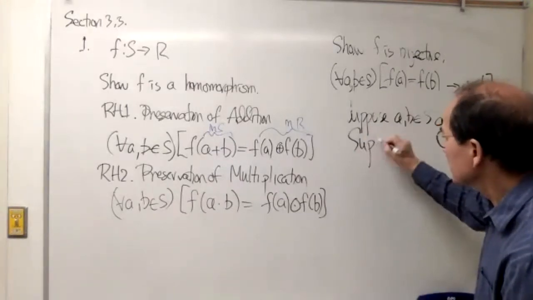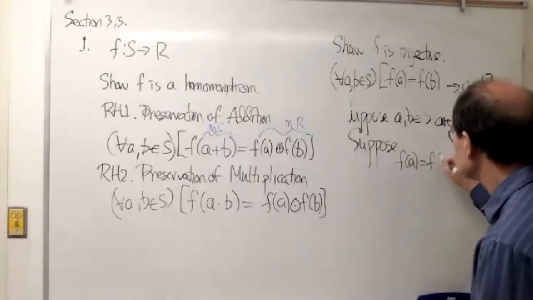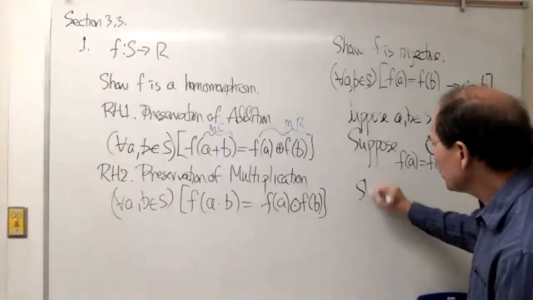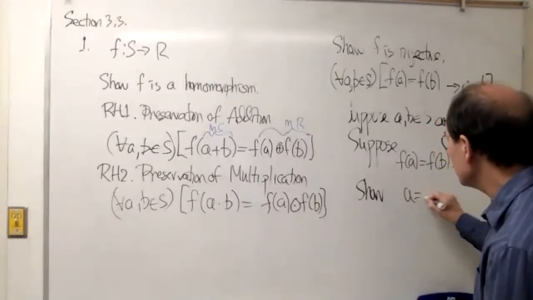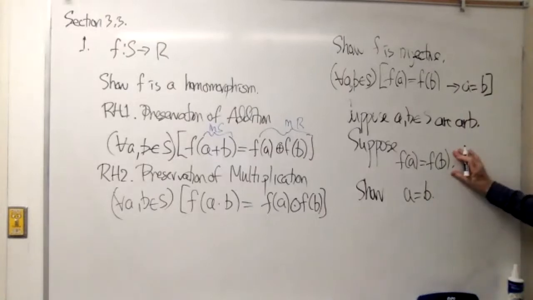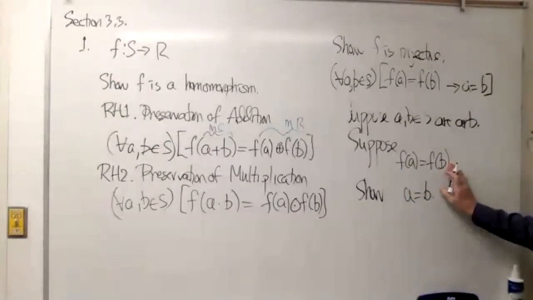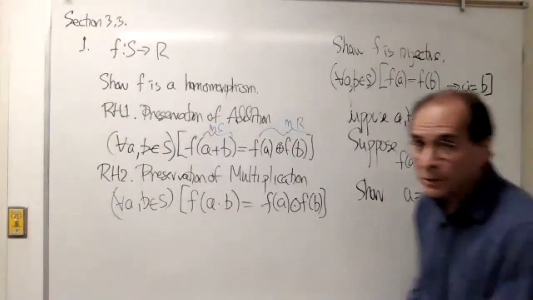Suppose the hypothesis, and then you need to show the conclusion that A is equal to B. Okay, so you're supposing the hypothesis, namely that F of A equals F of B, so you can just write out what F of A is, what F of B is, and then from that you want to derive the conclusion that A is equal to B.